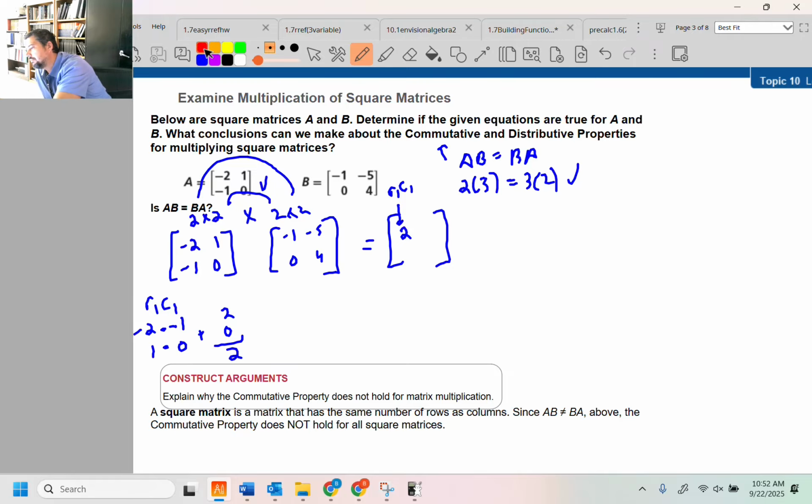Next up is going to be row 1, column 2. Row 1 is still -2, 1. Column 2 is -5, 4. I don't know why I put the slash in there. We are going to multiply across and add down. -2 times -5 is 10. 1 times 4 is 4. The sum is 14.